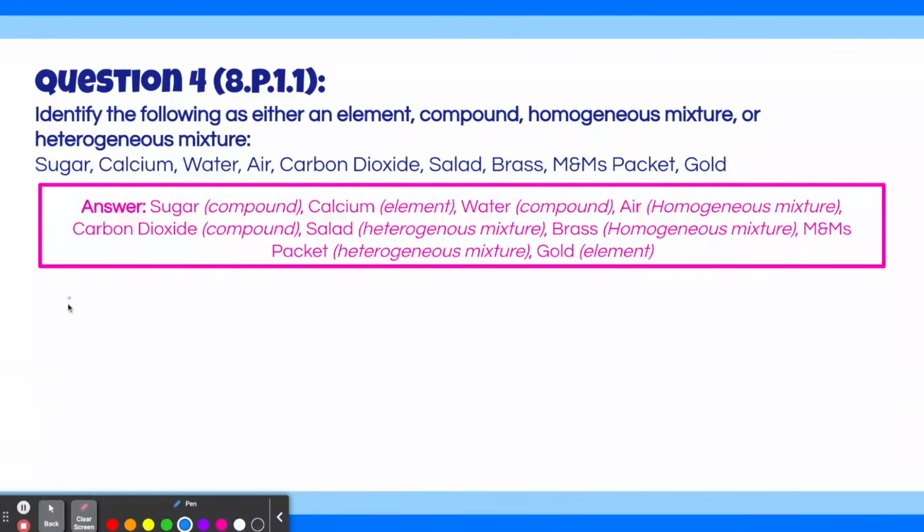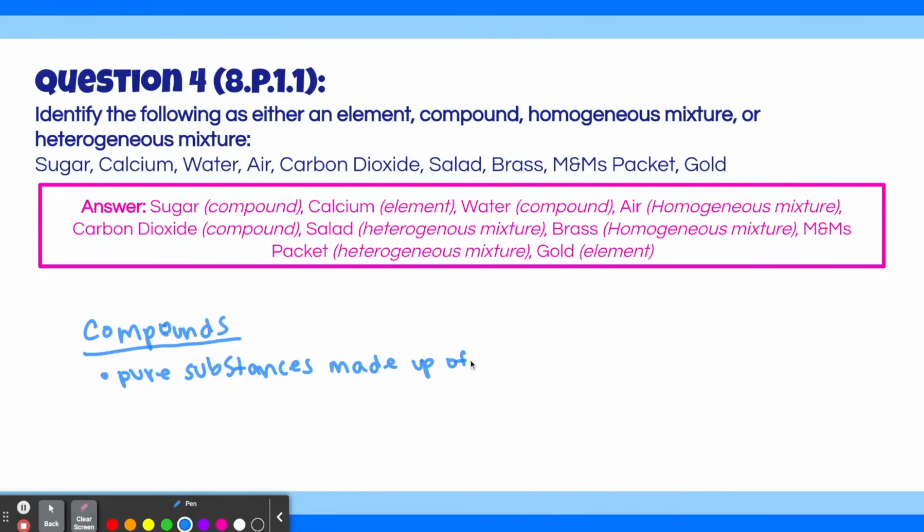The next kind of classification in this question were compounds. Like all matter, compounds are made up of elements. So these are pure substances made up of 2 or more elements chemically combined in a defined ratio. This means that every time you see the same compound, there's going to be the same amount of each element that makes it up in the compound.